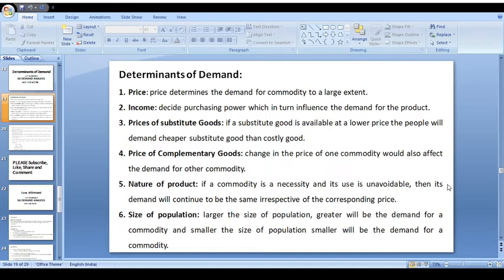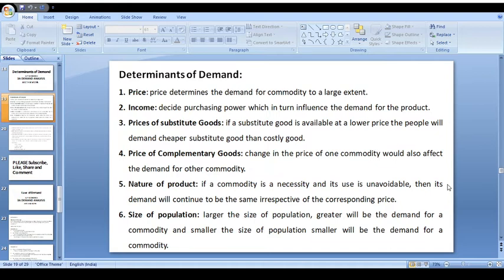Next, the sixth determinant of demand is the size of population. The larger the size of population, the greater will be the demand for a commodity, and the smaller the size of population, the smaller will be the demand for the commodity.